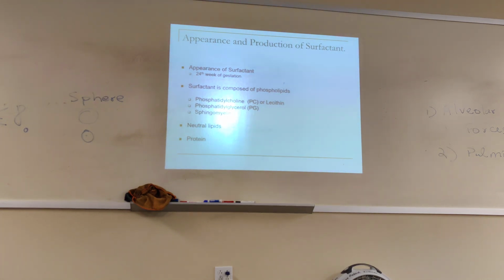Okay, so 24th week of gestation is when the first type of surfactant begins to appear. 24th week of gestation. Now, surfactant has phospholipids in it. Phospholipids. It's got neutral lipids, components, and then also it's got protein, but it's got more phospholipid than these other two.